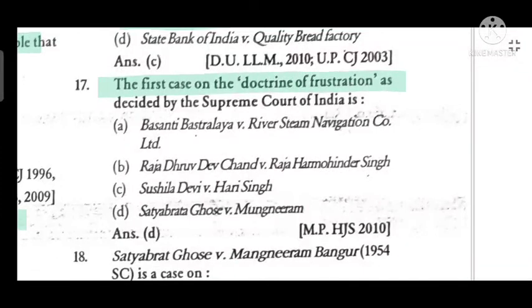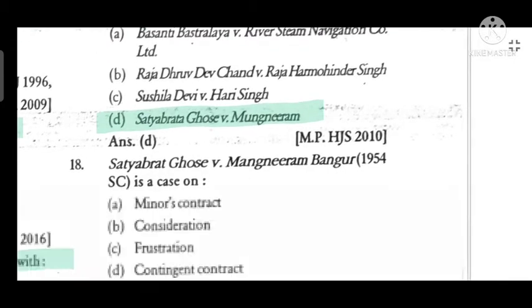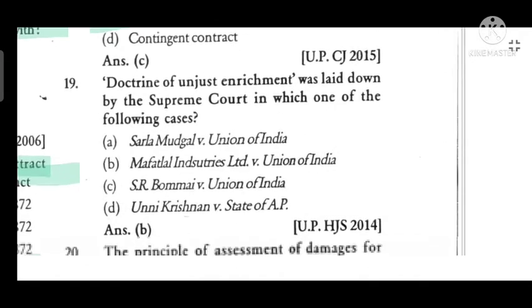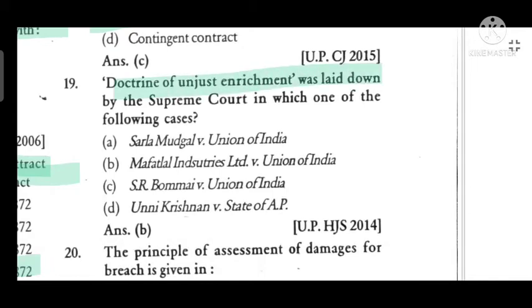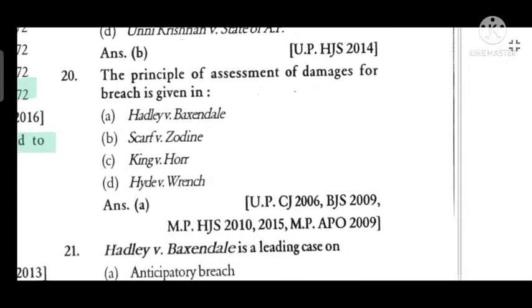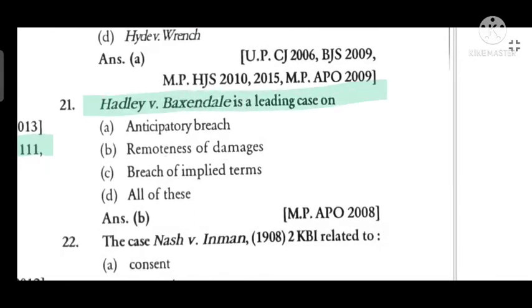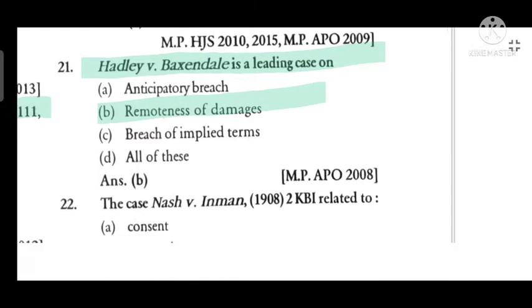The first case on the doctrine of frustration as decided by the Supreme Court of India is Satyabrata Ghose versus Mugneeram Bangur, 1954, Supreme Court. The case is on frustration. The doctrine of unjust enrichment was laid down by the Supreme Court in which one of the following cases? Mafatlal Industries Limited versus Union of India. The principle of assessment of damage for the breach is given in Hadley versus Baxendale. Hadley versus Baxendale is a leading case on remoteness of damage.